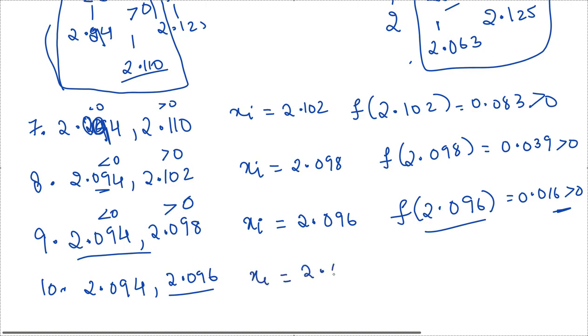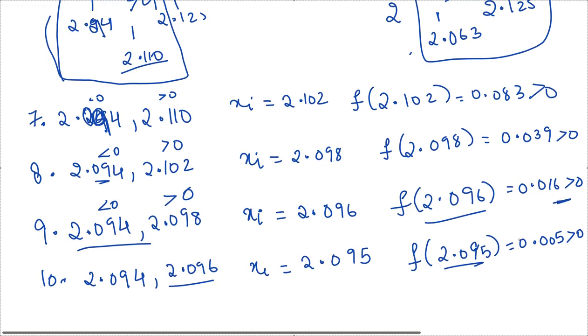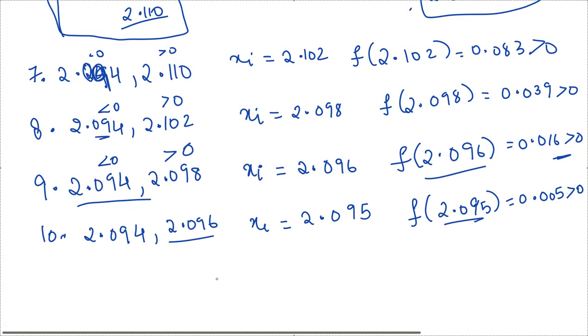So now what is xi? Xi is 2.095. Now f of 2.095 is giving us 0.005, which is greater than 0. For 3 decimals, if it would have given 0.000, we would have considered this itself as a root. Unfortunately, it is 0.005 still, which is greater than 0. Again, this was less than 0, this was greater than 0, right? Now we want something less than 0 again.